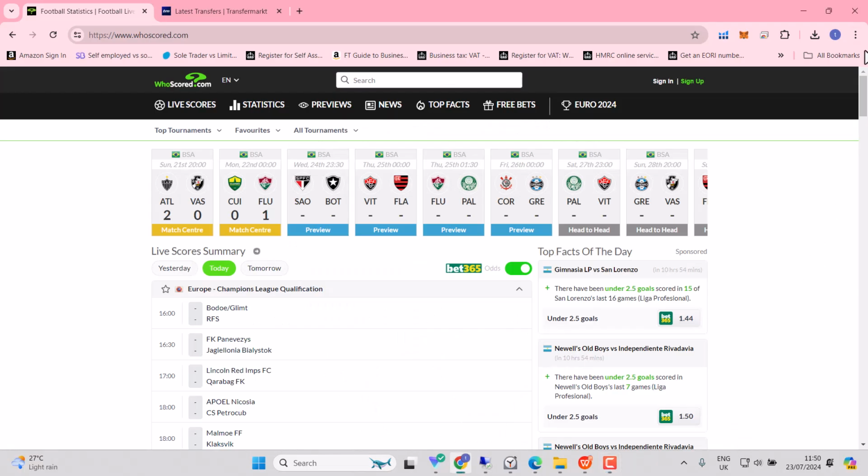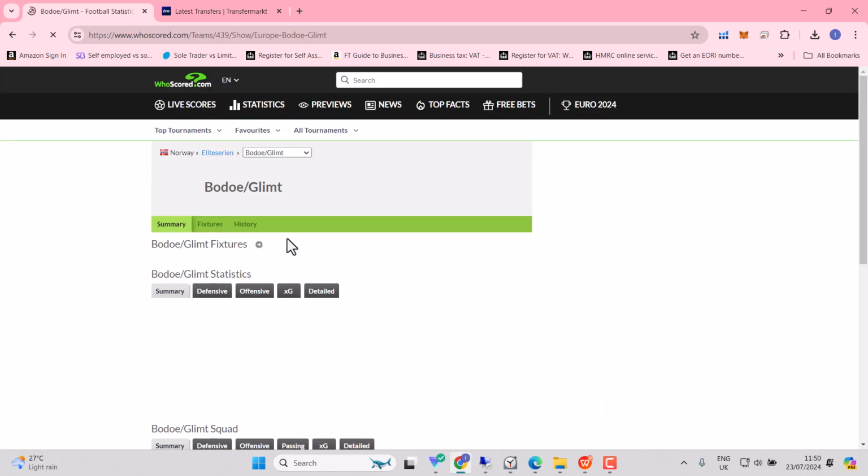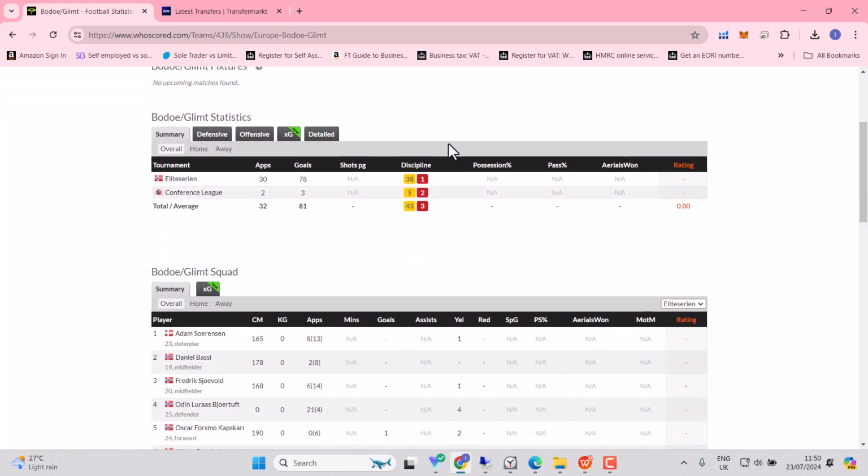Again, a few too many bells and whistles for me with whoscored.com, but it is a brilliant, brilliant website. And it's got tons of information. Under 2.5 goals in 15 of San Lorenzo's last 16 matches. Wow. So you've got some really good, strong stats for upcoming football. You've also got the qualifiers coming here. You can click on a team, have a look at them individually. Bodo Glimt, spelt wrong, I think. They've added an E in there.